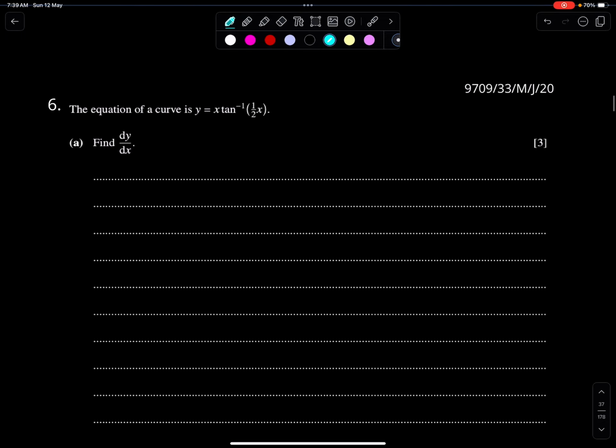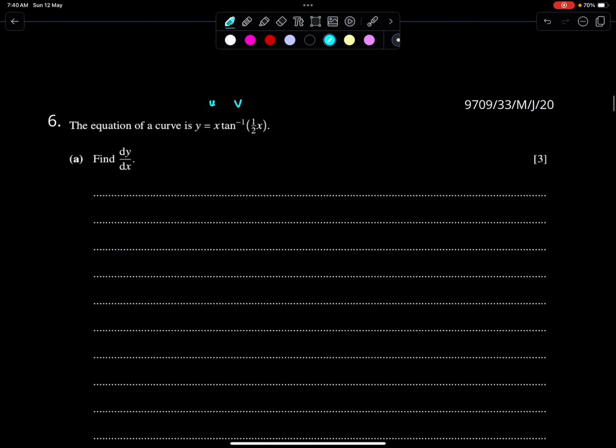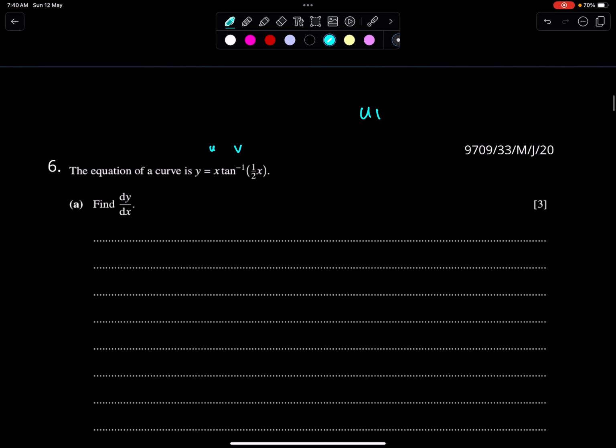This is the example from past paper. This question is from June 20, paper 33. The equation of a curve is y is equal to x tan inverse half x, find dy upon dx. Be careful, this is UV, product rule. And the product rule is UV prime plus VU prime.